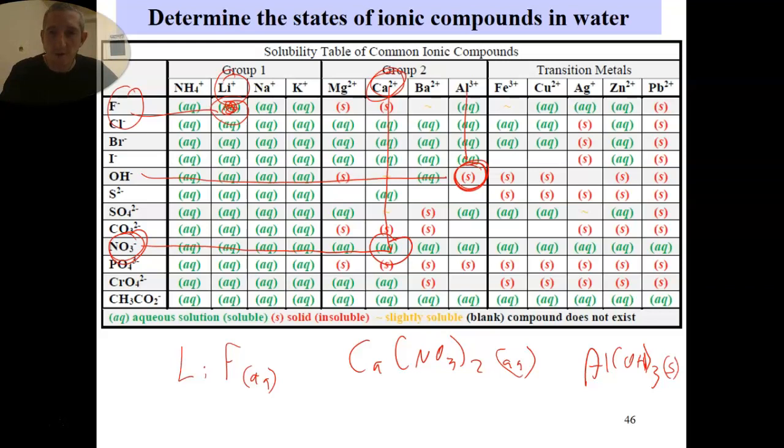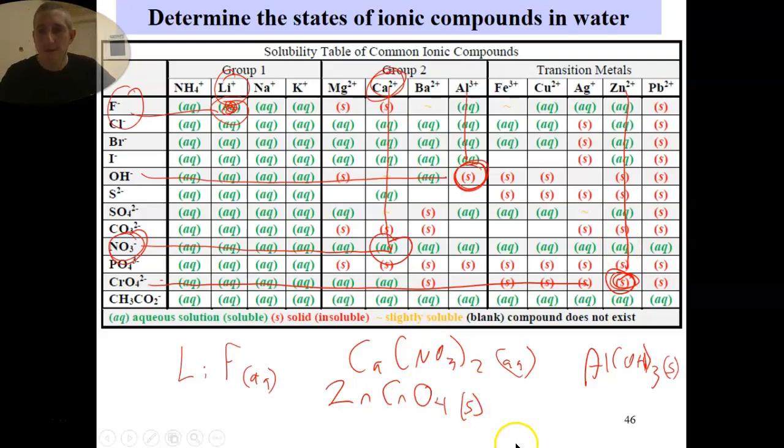And so another solid over here, let's see what this one is. So chromate and zinc. So ZnCrO4, that will be a solid. And so it takes practice to get to use this chart, and practice we will do.